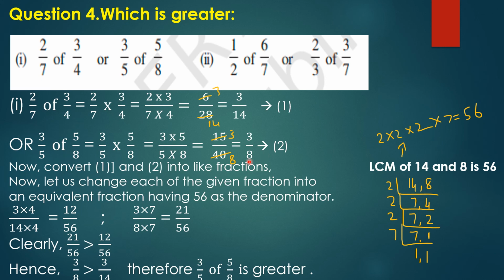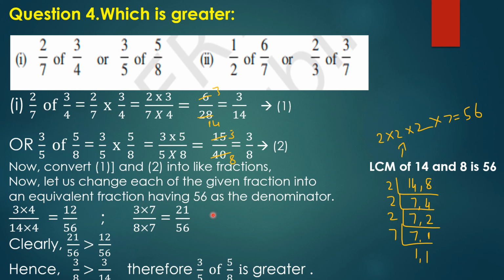So what do we have to do? We have to convert the unlike fractions into like fractions. Therefore, take the LCM of the denominators 14 and 8. What is the LCM of these two? It is 56. Therefore, what is the next step? We have to change each of the given fractions, 3 by 14 and 3 by 8, into equivalent fractions.